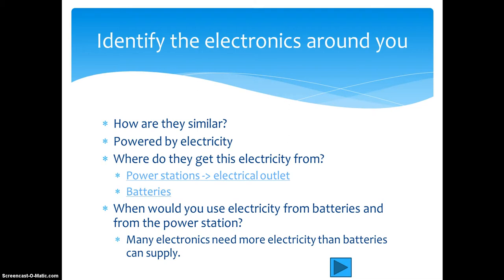Think about your television, your fridge, your washing machine. Things like these cannot operate solely on batteries. They need to get their power from the electrical outlet, directly from the power station. Okay, I want you to watch the next video to learn about circuits.